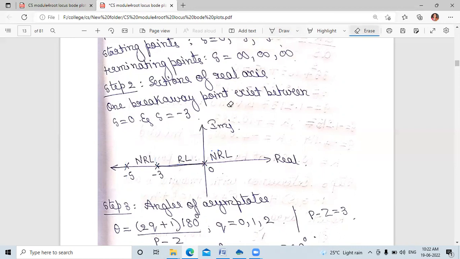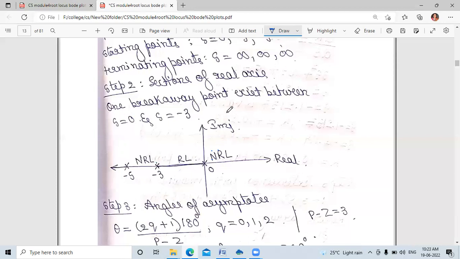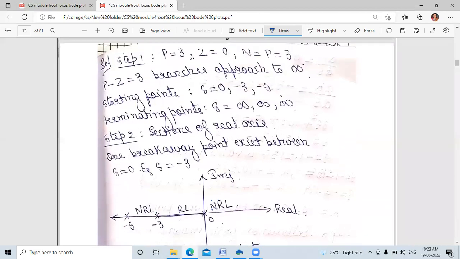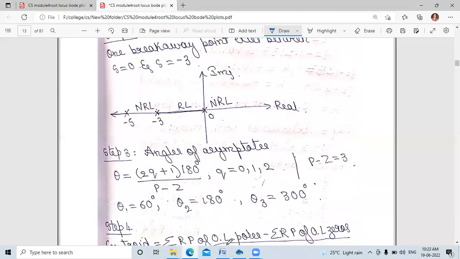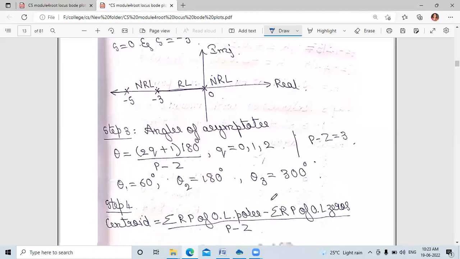Next is step 3, angle of asymptotes. The number of branches is 3, right? So 3 asymptotes you need to find, that is θ1, θ2, θ3. What is the formula for theta? θ = (2q plus 1) times 180 degrees divided by (P minus Z), where q equals 0, 1, 2. So substitute the value of q and get the values of θ1, θ2, θ3. Next, find out the value of the centroid.